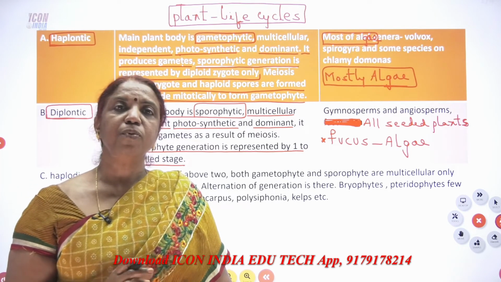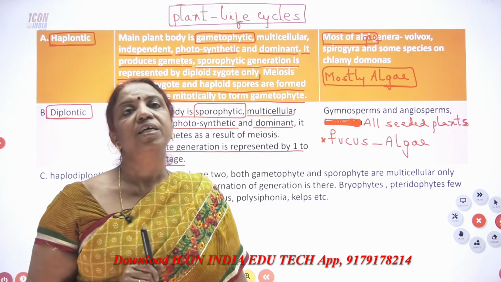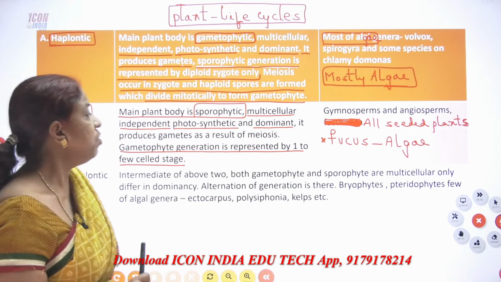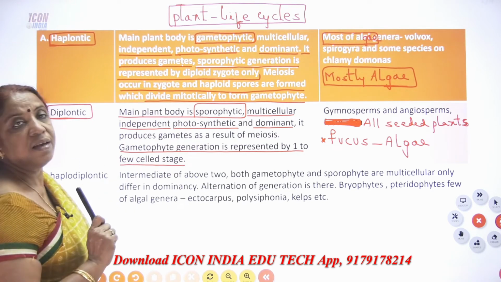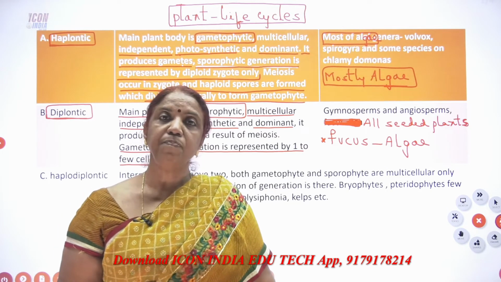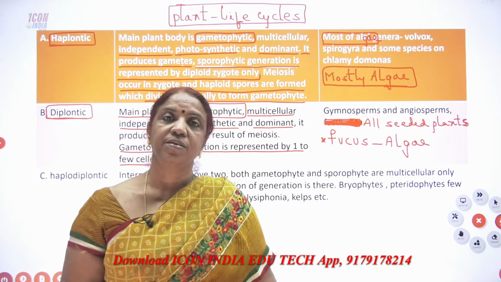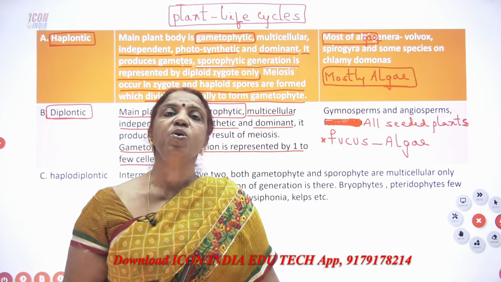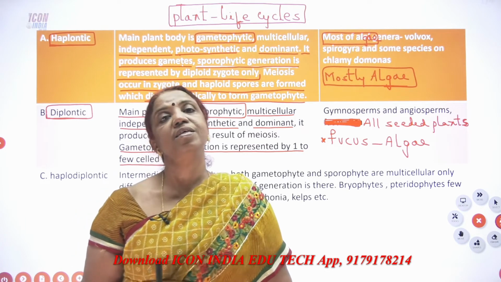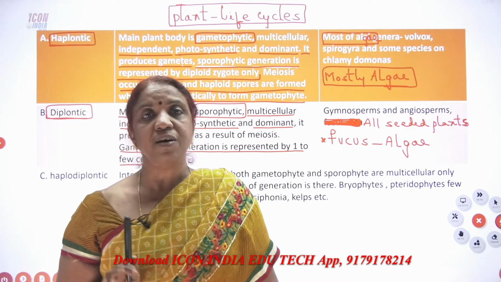In the case of the diplontic life cycle, which phase is dominant? The sporophytic phase is dominant, whereas the gametophytic phase is of one to few cell stage. The independent, photosynthetic and autotrophic phase is the sporophytic phase. The diplontic life cycle is found in A, Fucus, B, gymnosperms, C, angiosperms, and D, all of the above. All of the above is the answer.